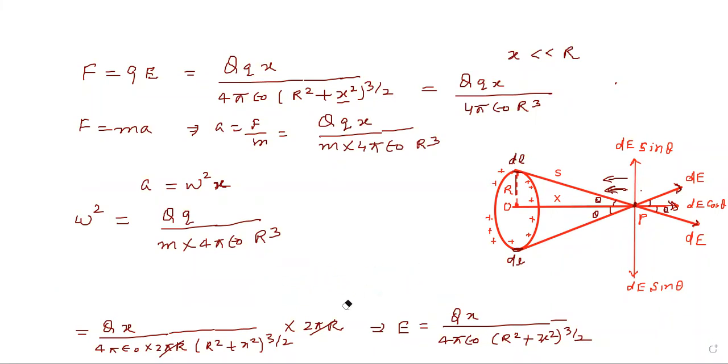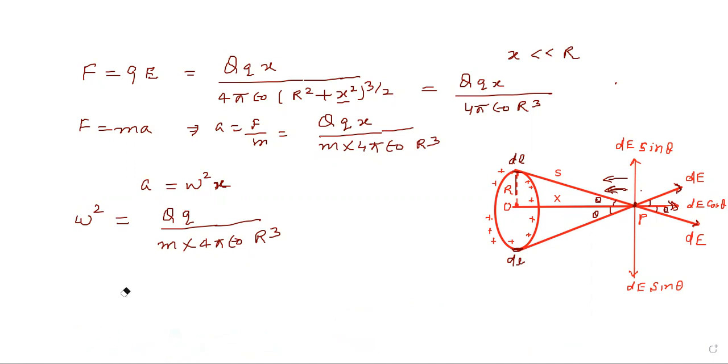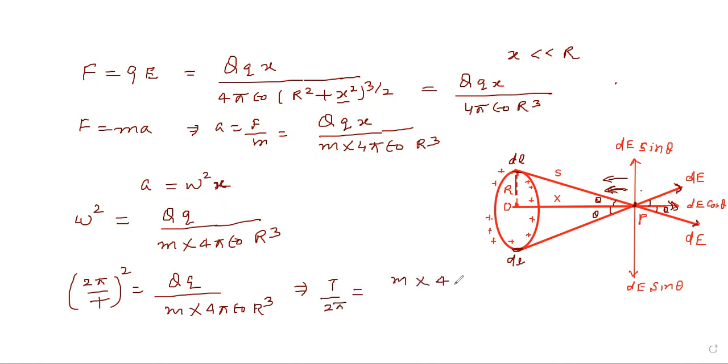Now, our purpose is to get time period. So for that, since we know that omega equal to 2 pi upon T, 2 pi upon T squared equals Qq divided by m times 4 pi epsilon naught r cube, from where we get T upon 2 pi, we invert it and take square root, equals m times 4 pi epsilon naught r cube divided by Qq, with square root.